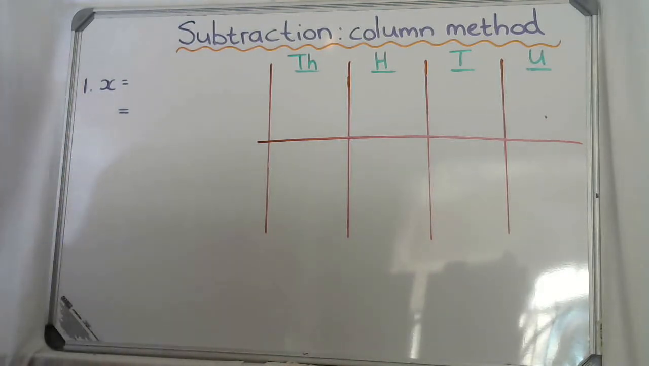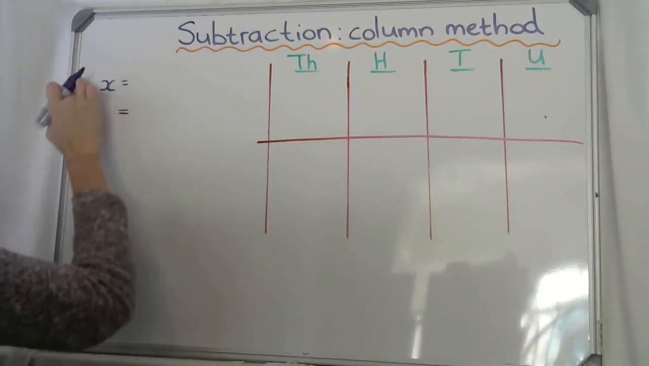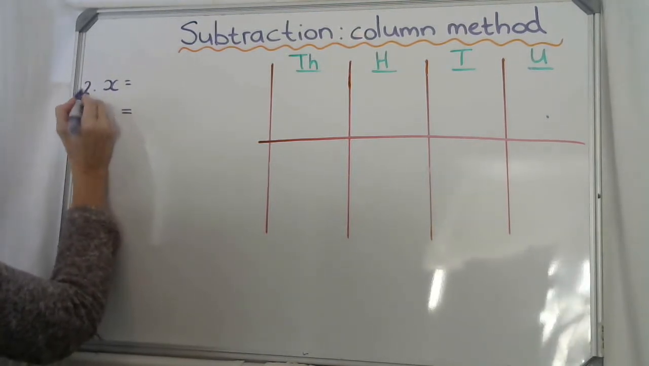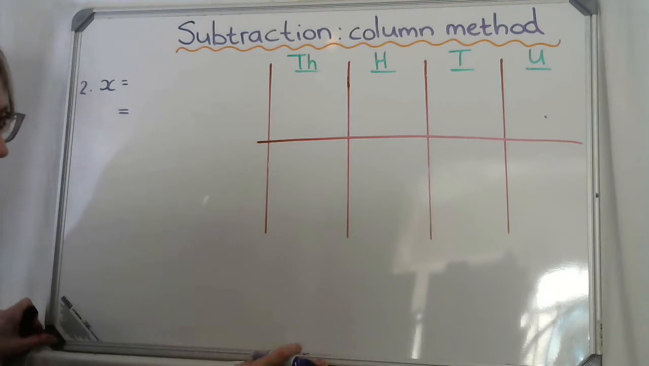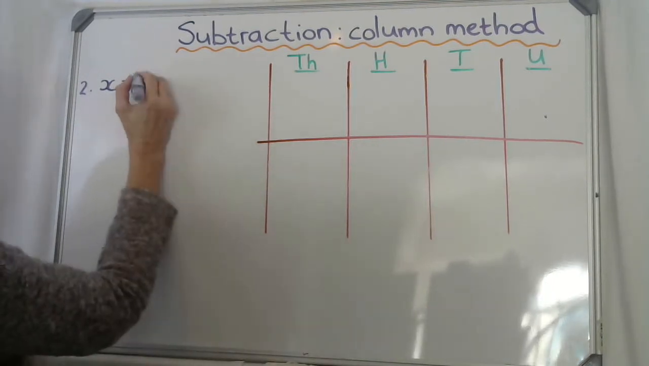Okay, so now we're going to do another example. Let's do example number 2. Right, so we'll say 6,754.